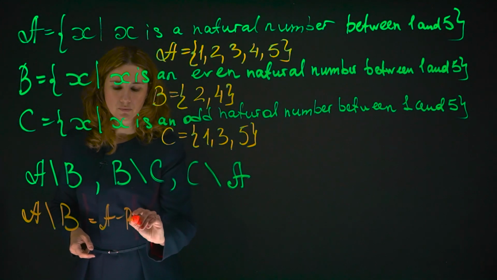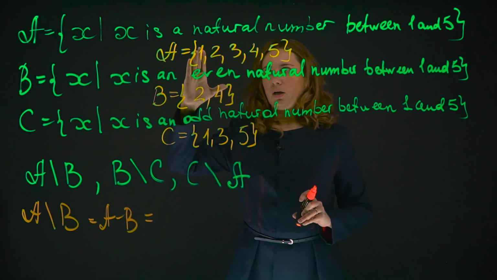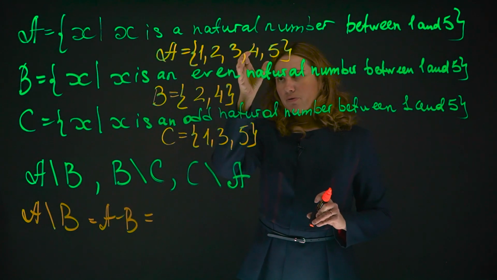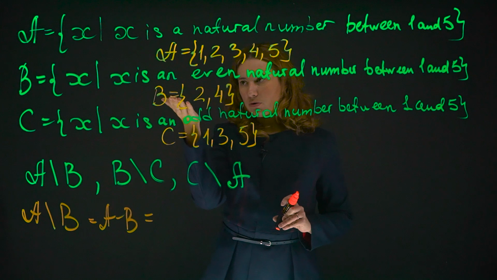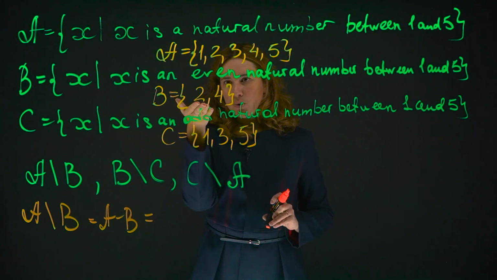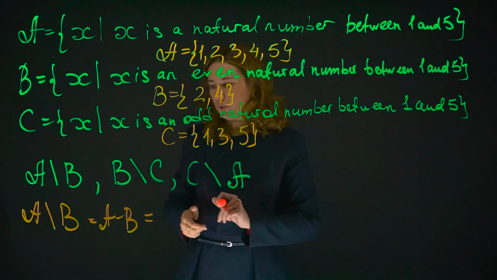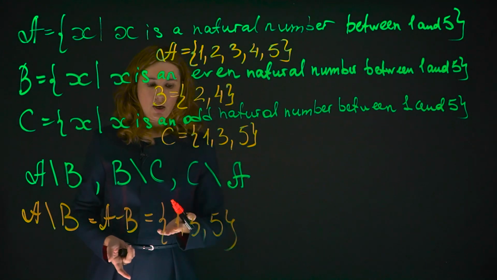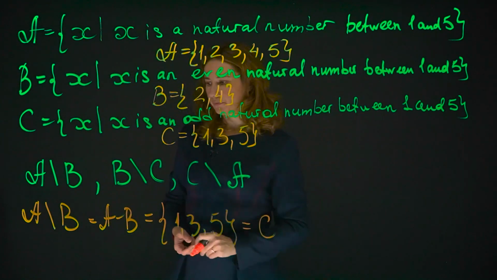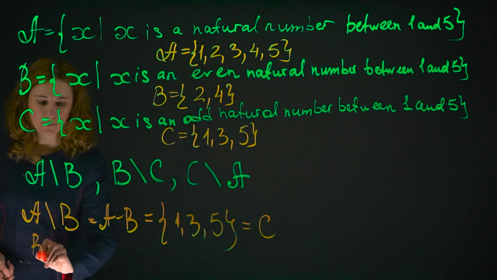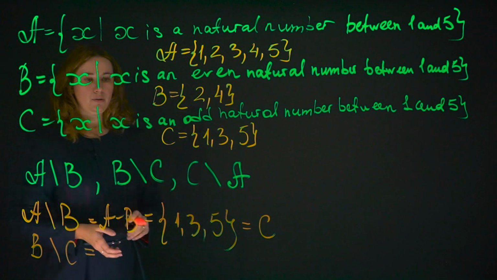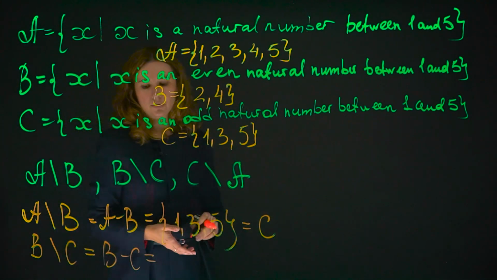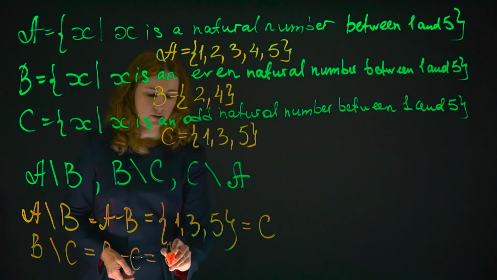A minus B. So we need to take our set A, these elements, and remove elements that belong to B. These elements are 2 and 4. So here we have 1, 3, and 5. And what is it? This is our set C. Well, the next complement, B minus C. Of course, this result is the empty set.